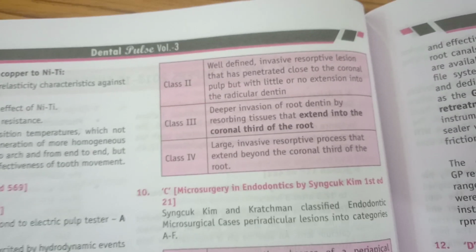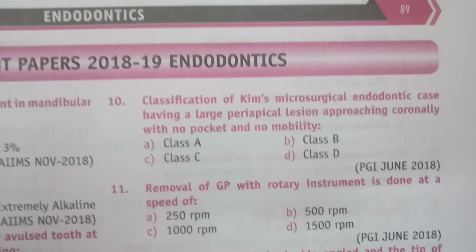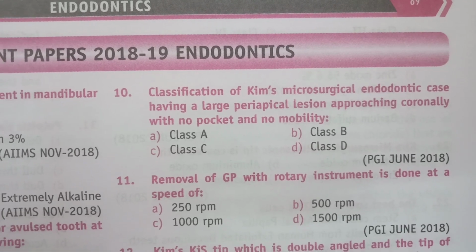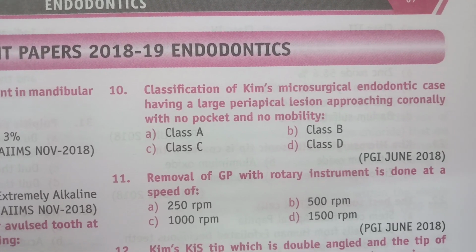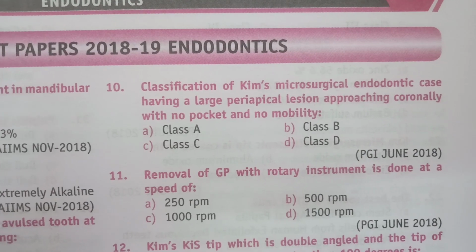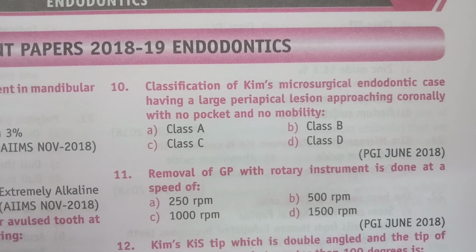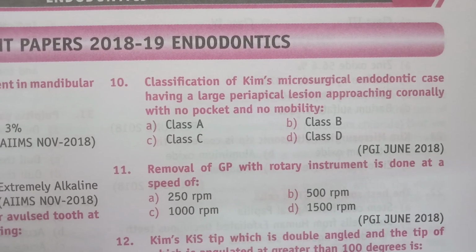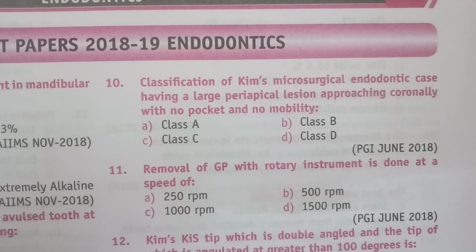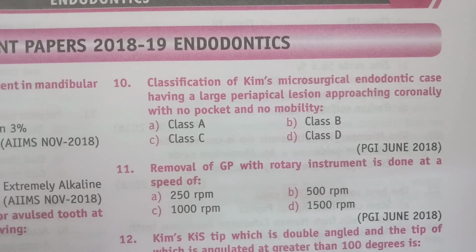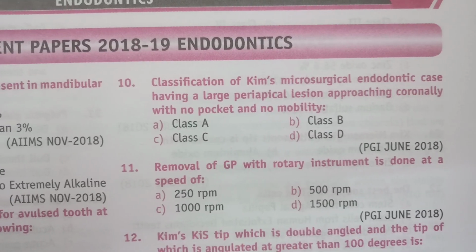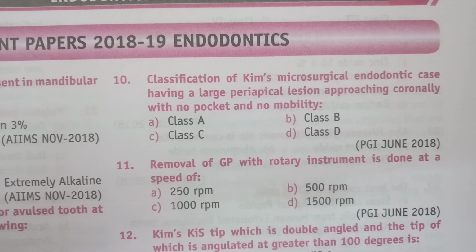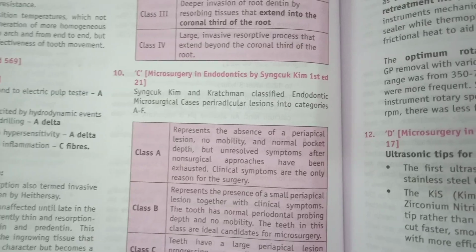Now the next question that I have selected, classification of Kim's microsurgical endodontic case having a large periapical lesion approaching coronally with no pocket and no mobility. The answer was C, that is class C. So we'll go to the explanation part to understand Kim's microsurgical endodontic case classification. Let's go. So where is the explanation?